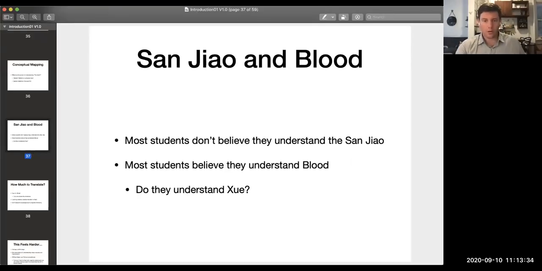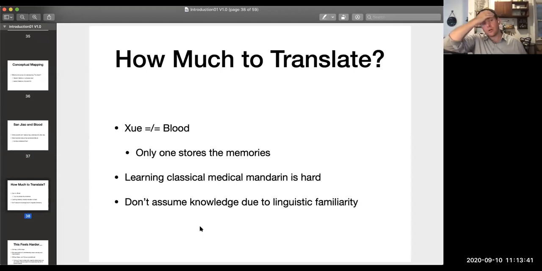This is one of the challenges of Chinese medicine. It truly is a different way of thinking. Okay, so as we're looking at this, the question arises, how much do we want to translate? So shui and blood are not the same thing.